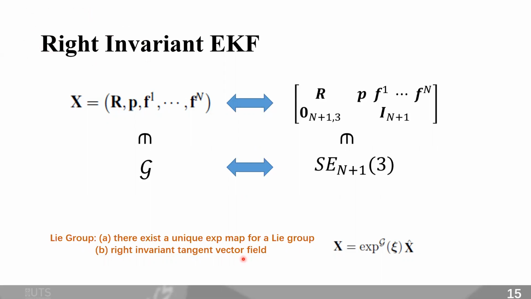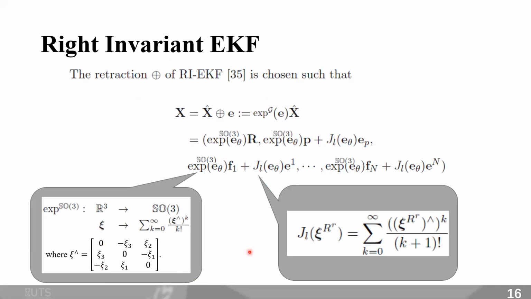Actually, the structure of SO3-EKF is also a Lie group, but it is very trivial and is not compatible with the SLAM problem. In contrast, right invariant EKF is more proper for the considered SLAM problem. Based on the special Lie group, the retraction of right invariant EKF is defined as follows. It looks more complex than SO3-EKF.